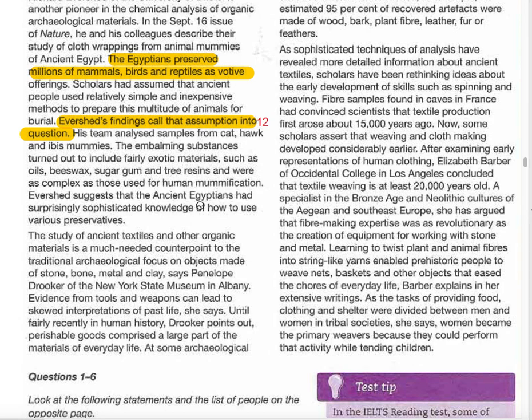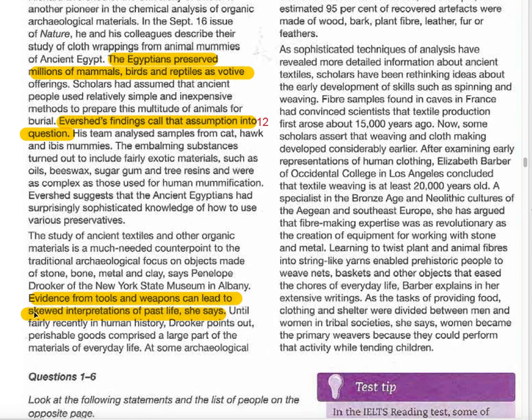Egyptians had surprisingly sophisticated kids. The study of ancient bone. Oh, here we go. Tools. You see? Tools and weapons can lead to skewed interpretations of past life. Here again comes the academic knowledge. We need to know this kind of vocabulary, and the more reading you do, the more you investigate the vocabulary.